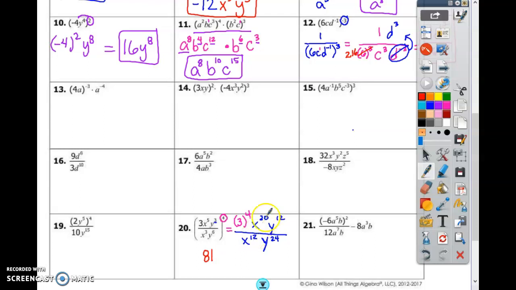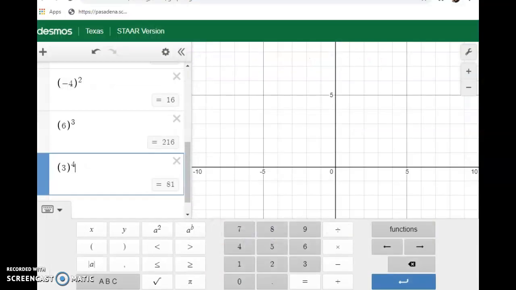And then these, you subtract them. So 20 minus 12, how many is that? 8, right? So I have x to the 8th power on top. The y's, which one has more, the top or the bottom? The bottom, right? So I'm going to be left with some at the bottom. How many? You subtract them. You're going to have 24 more at the bottom. So 12 more at the bottom. And if you don't see it, all you have to do is 12 minus 24.